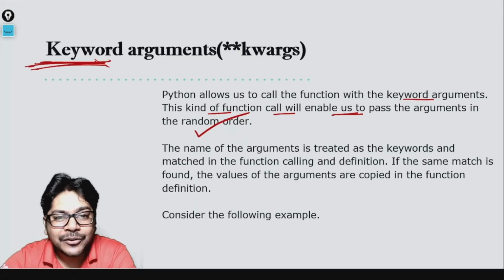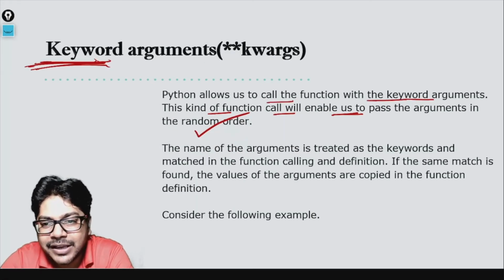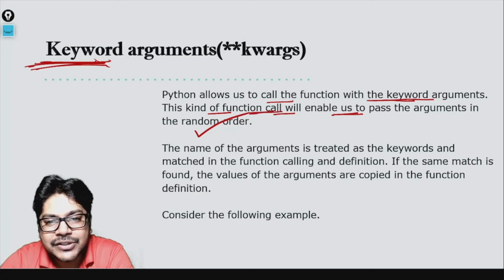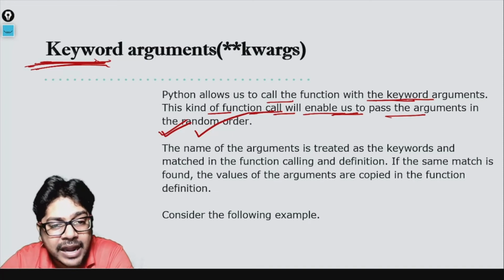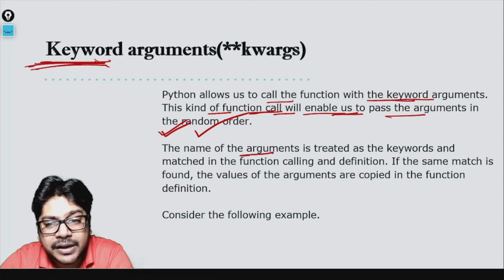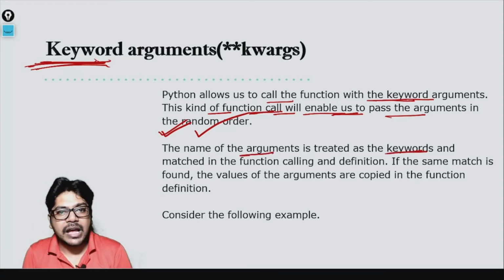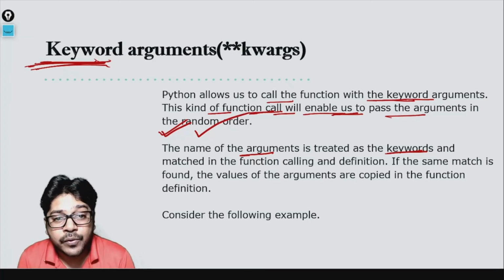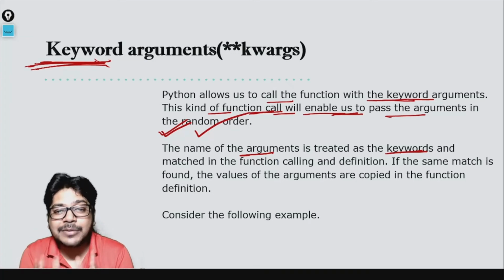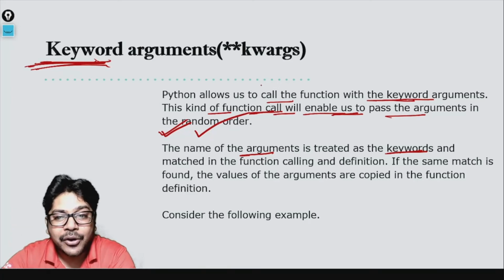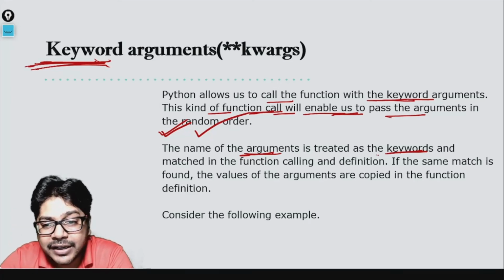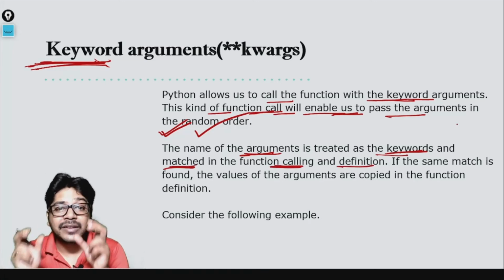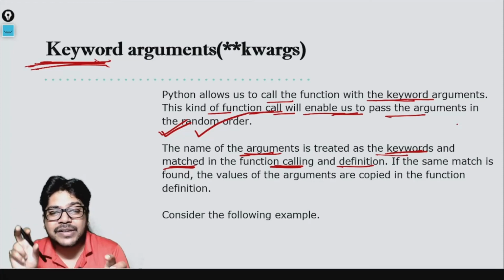Coming back, Python allows us to call the function with the keyword argument, and this kind of function call will enable us to pass the arguments in random order. The name of the argument is treated as the keyword. The argument name that you write while defining the function becomes the keyword. The name of the argument is treated as the keyword and matched in the function calling and definition.